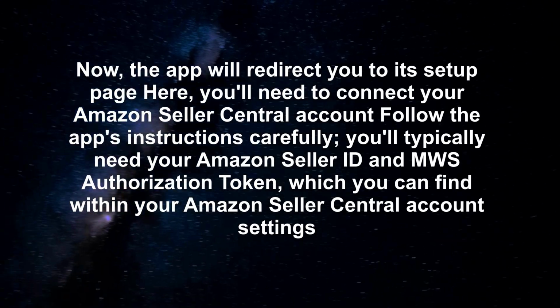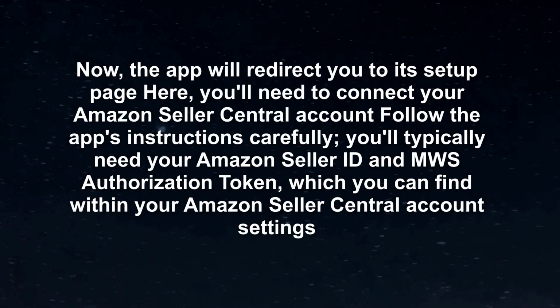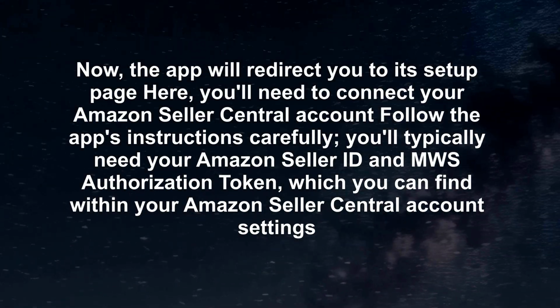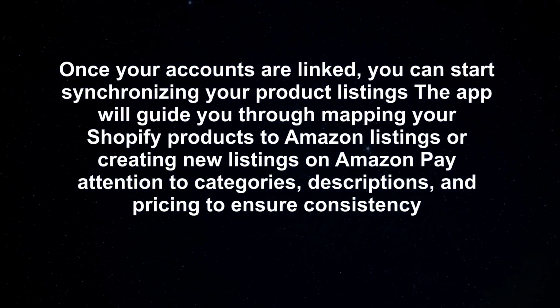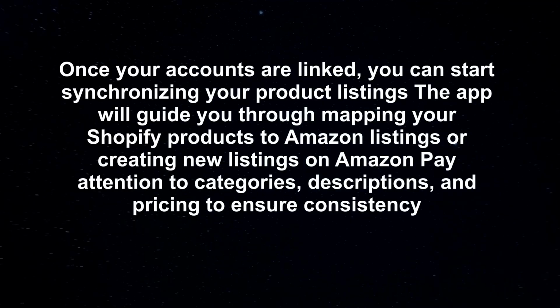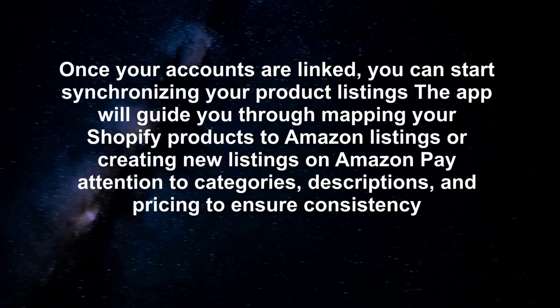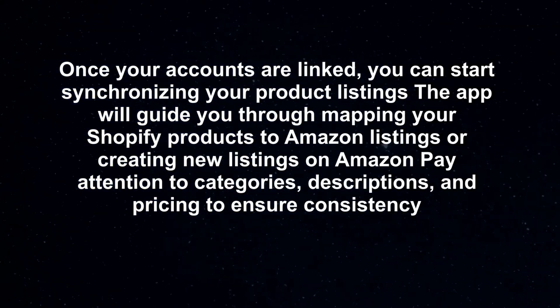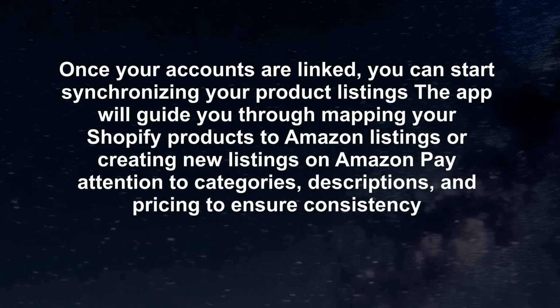You'll typically need your Amazon Seller ID and MWS authorization token, which you can find within your Amazon Seller Central account settings. Once your accounts are linked, you can start synchronizing your product listings. The app will guide you through mapping your Shopify products to Amazon listings or creating new listings on Amazon. Pay attention to categories, descriptions, and pricing to ensure consistency.